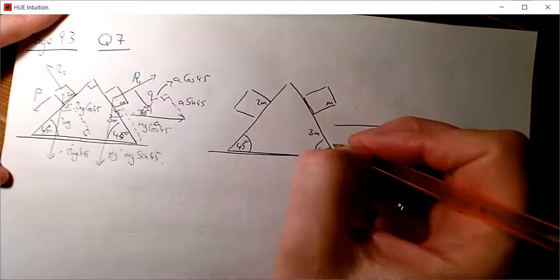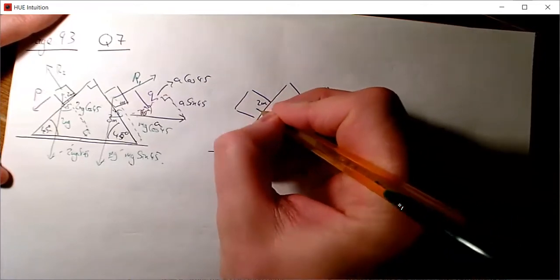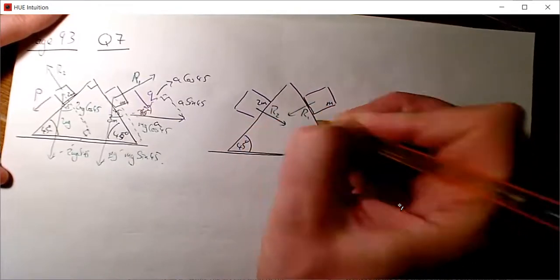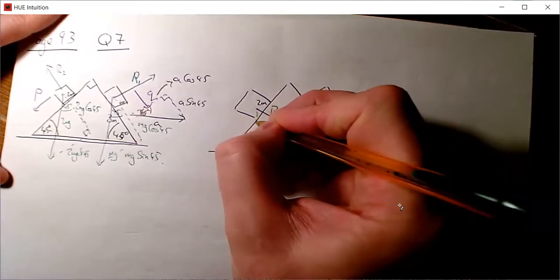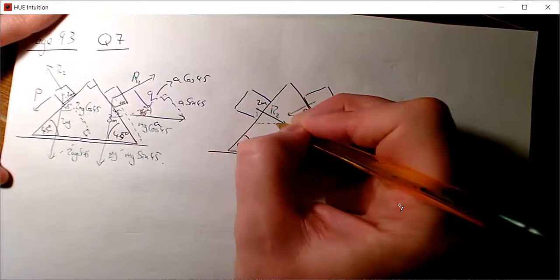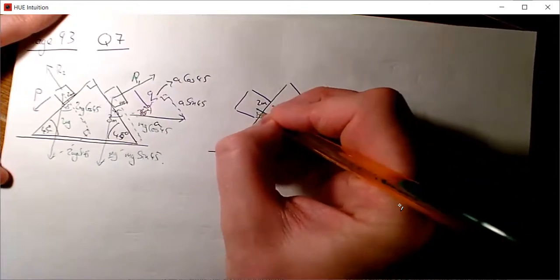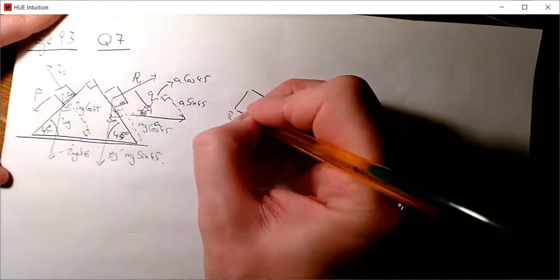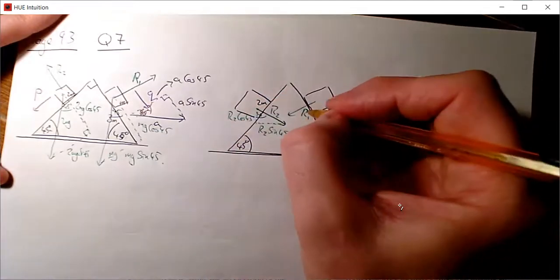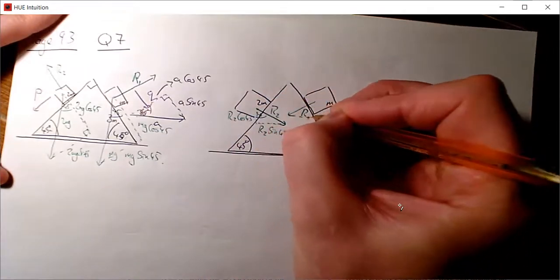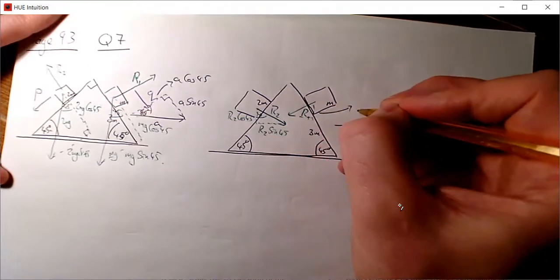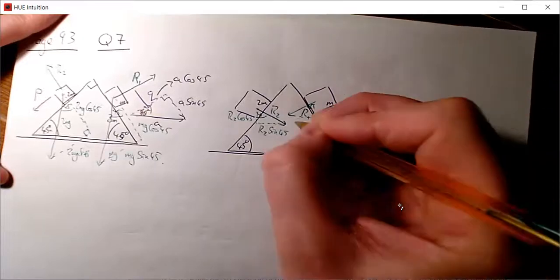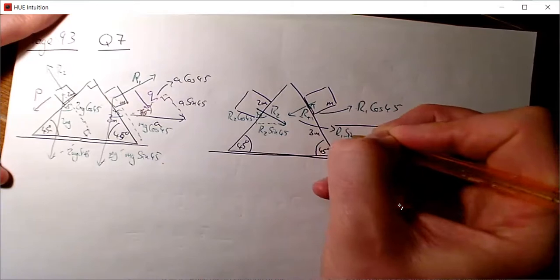If we come over here, what the wedge is experiencing is R2 acting inwards and R1 acting inwards. So both of those need to be resolved into components perpendicular to the ground and parallel to the ground. Again, 45, very easy. That's going to be R2 sine 45. And that's going to be R2 cos 45. And here, parallel and perpendicular. The perpendicular component is going to be R1, that's 45 there. So R1 cos 45. And this component is R1 sine 45.